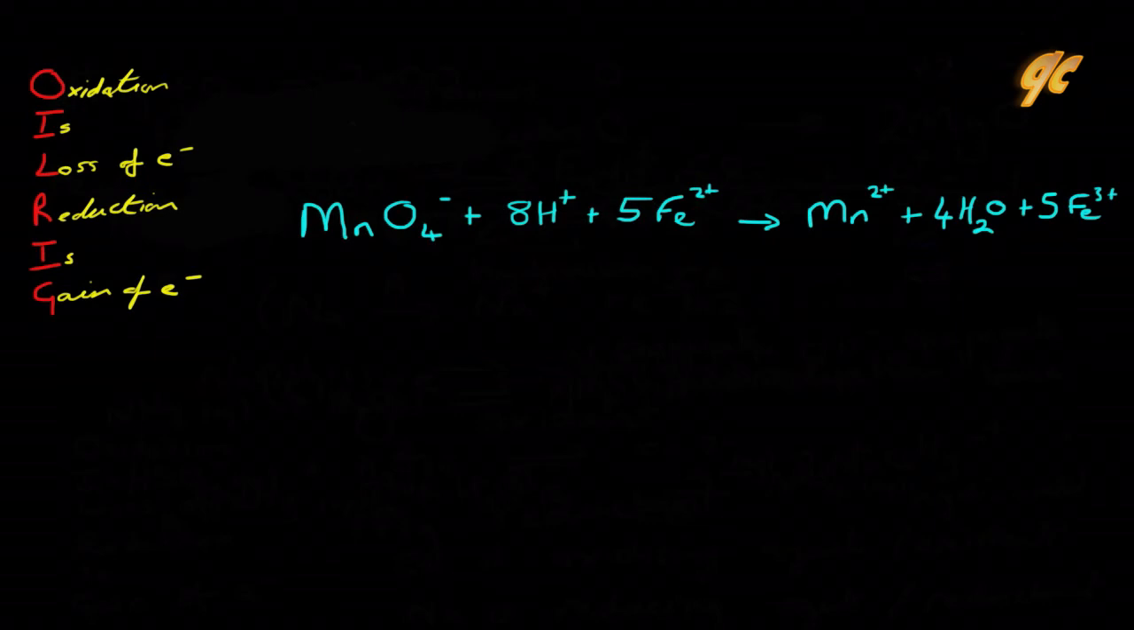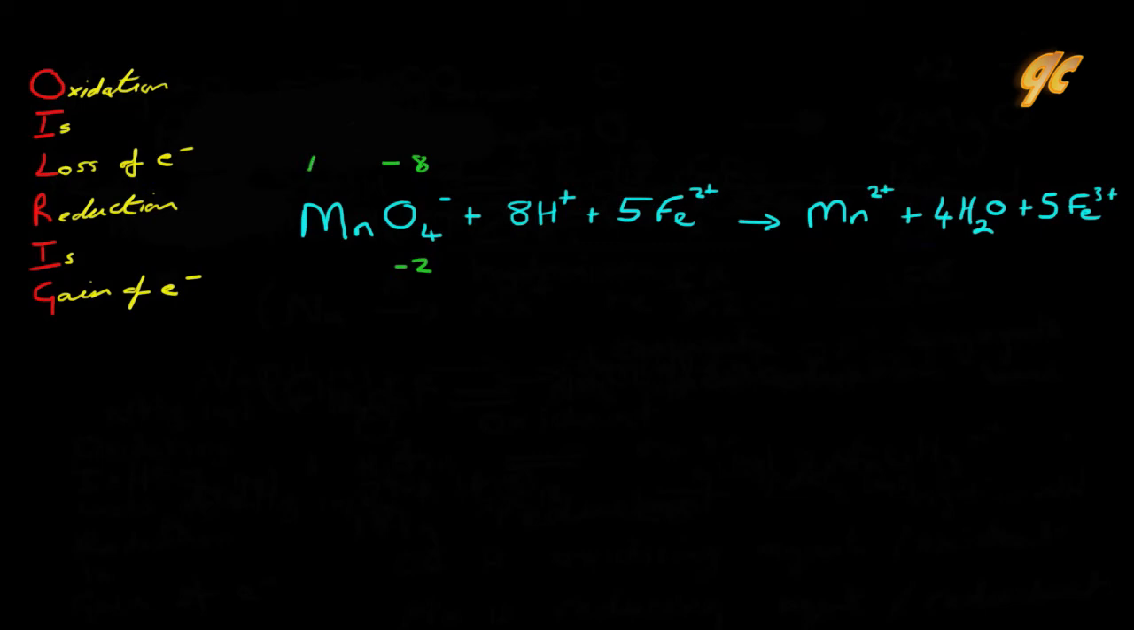For example, with the permanganate ion, we know that oxygen is -2, -8 in total, as there are 4 oxygens. Therefore, the permanganate, as it needs an overall negative charge, must be +7. The manganese ion on the right hand side has an oxidation state of +2. This is its charge.